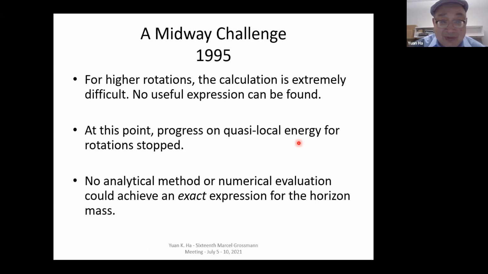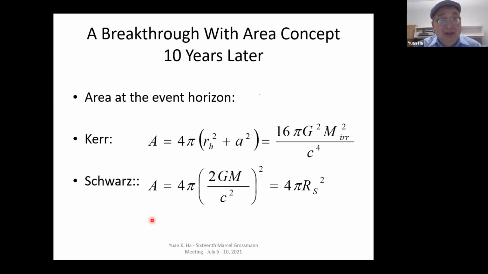Now, for higher rotations, the calculation is extremely difficult and no useful expression can be found. So at this point, progress on quasi-local energy for rotation stopped because no analytic method or numerical evaluation could achieve an exact expression for the horizon mass. Now, a breakthrough occurred 10 years later when I explored this problem with the area concept.